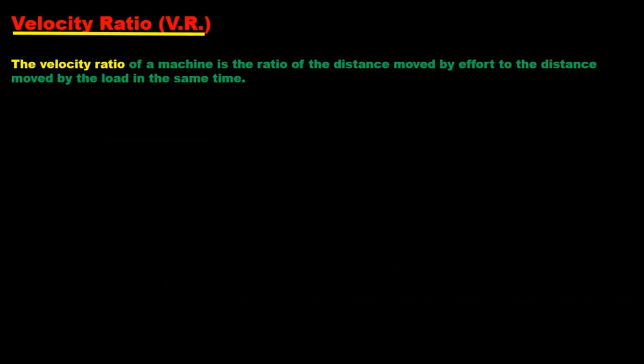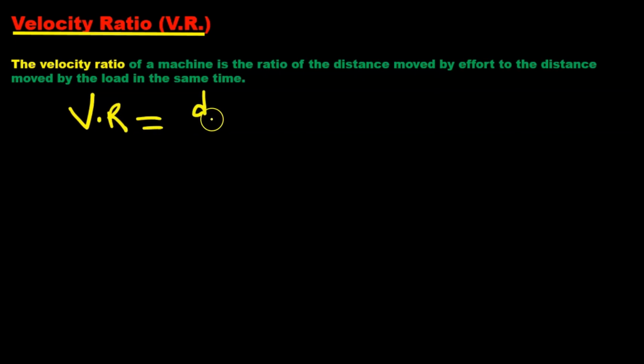The other term we can look at now is velocity ratio. What is velocity ratio? In a simple machine, velocity ratio is simply the ratio of the distance moved by effort to the distance moved by load in the same time, and this brings us to the formula of velocity ratio. Velocity ratio is abbreviated as VR.